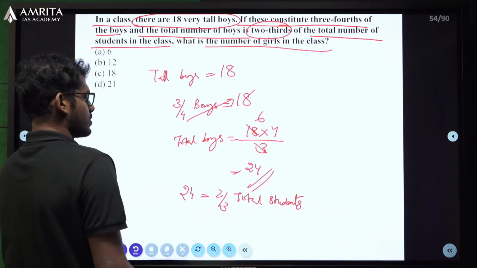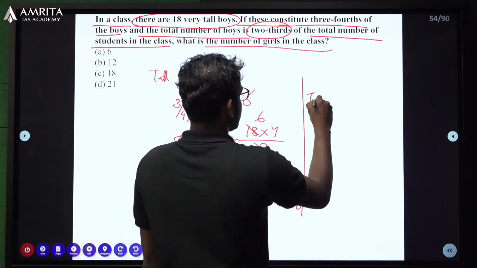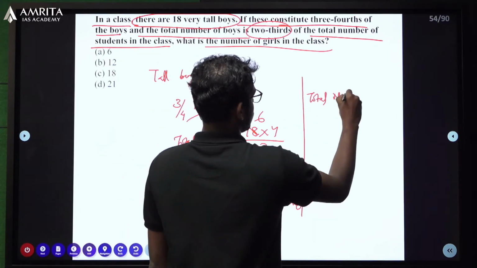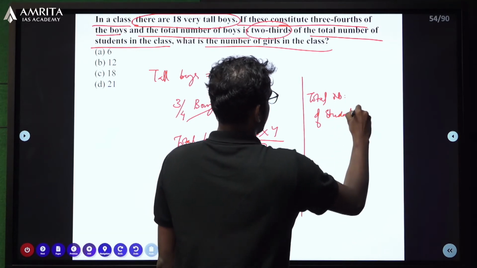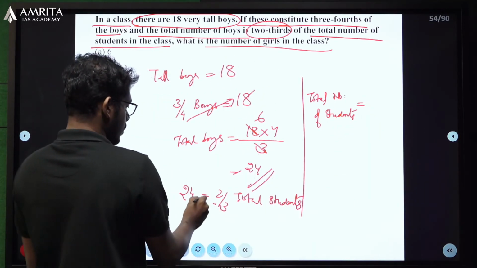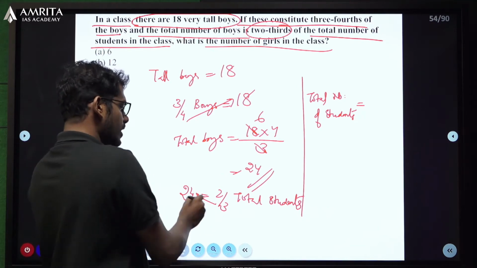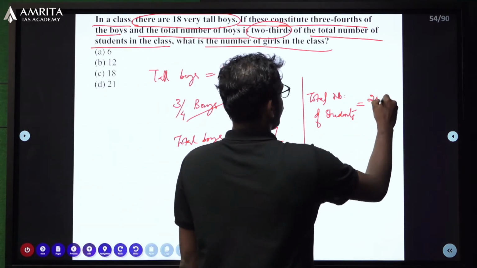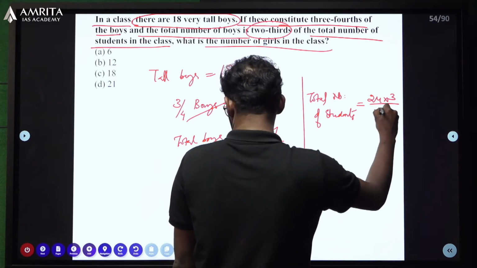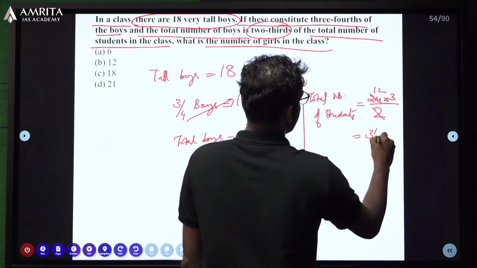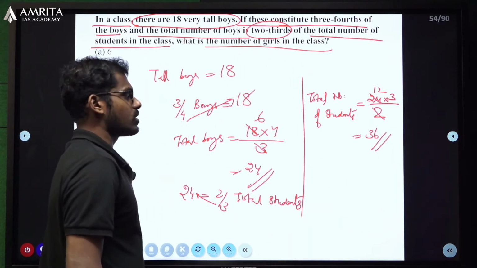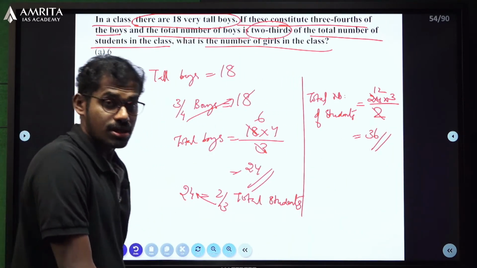24 is 2/3 of the total students. Hence, the total number of students is equal to 24 multiplied by 3 and divided by 2. So, 24 into 3 divided by 2, 12. 12 times 3 is 36. The total number of students is 36.